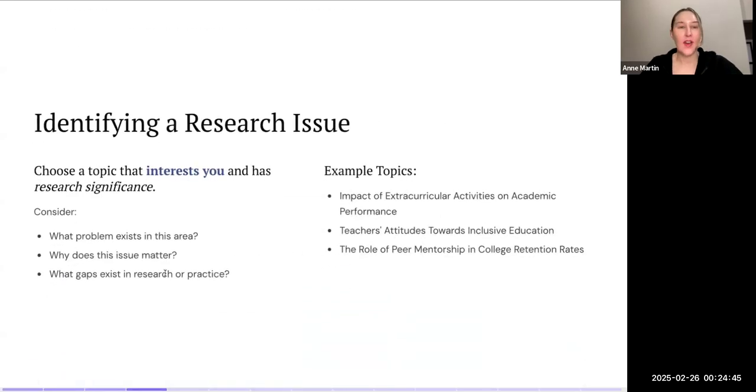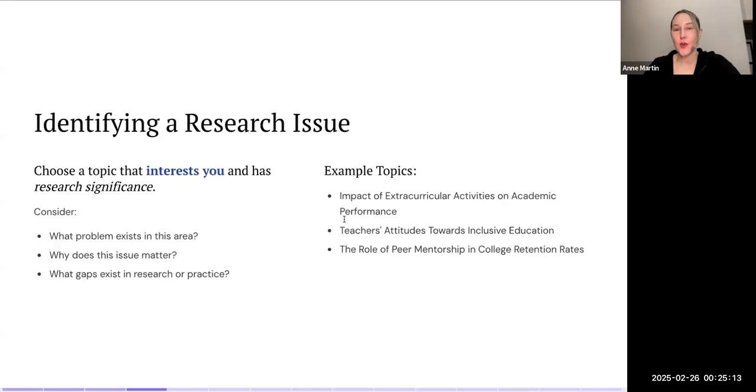So in terms of identifying a research issue, choose something that is of interest to you and has research significance. And research significance, you can think about all of the different people or groups that this research could potentially benefit in terms of increased knowledge, increased exposure. So think about what problems might exist in an area that interests you, why does it matter, and if there's any gaps in practice or the research.